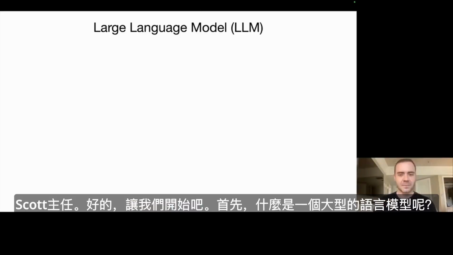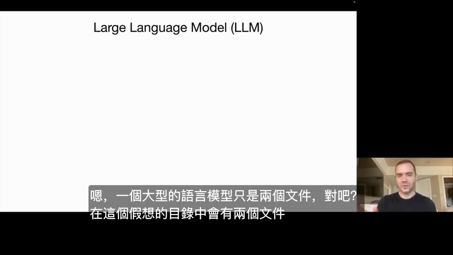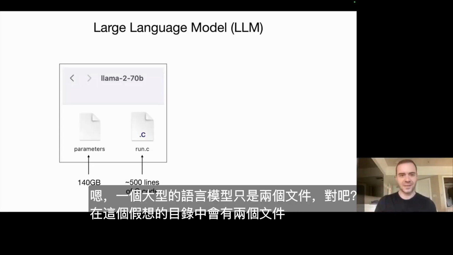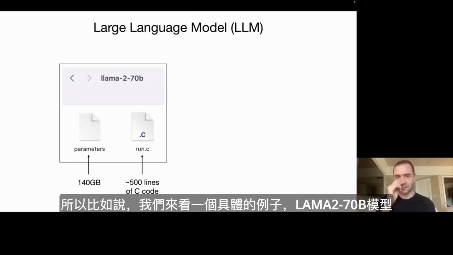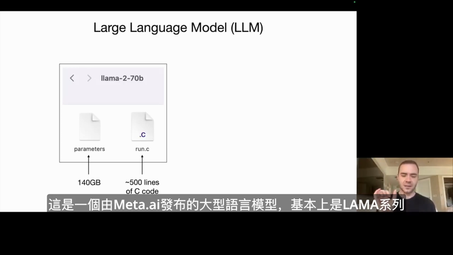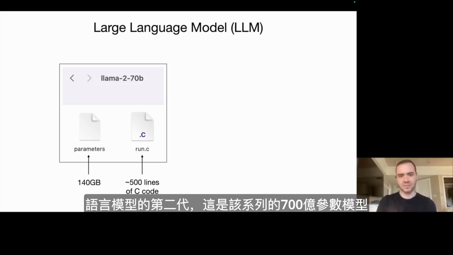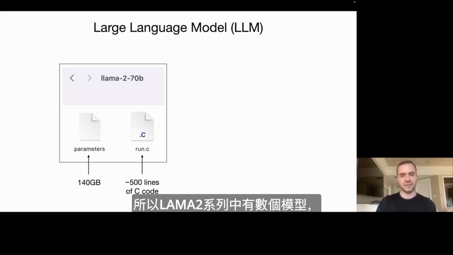Okay, so let's begin. First of all, what is a large language model really? Well, a large language model is just 2 files, right? There will be 2 files in this hypothetical directory. So for example, working with the specific example of the Llama 2 70B model, this is a large language model released by Meta AI. And this is basically the Llama series of language models, the second iteration of it. And this is the 70 billion parameter model of this series.